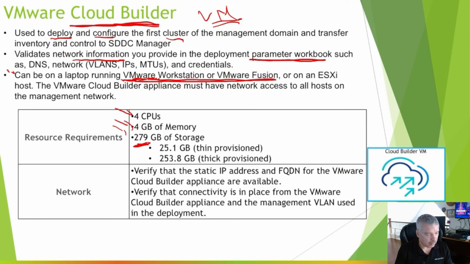Okay. And from a network standpoint, make sure you've got a static address. Make sure you've got a fully qualified domain name for this appliance too. Call it whatever, cloudbuilder.acme.com, whatever fits your environment. You need forward and reverse lookups. Verify connectivity is in place between the Cloud Builder appliance and a management VLAN in your environment. This appliance needs to connect to the management interface of your ESXi host, which I'll actually show you.